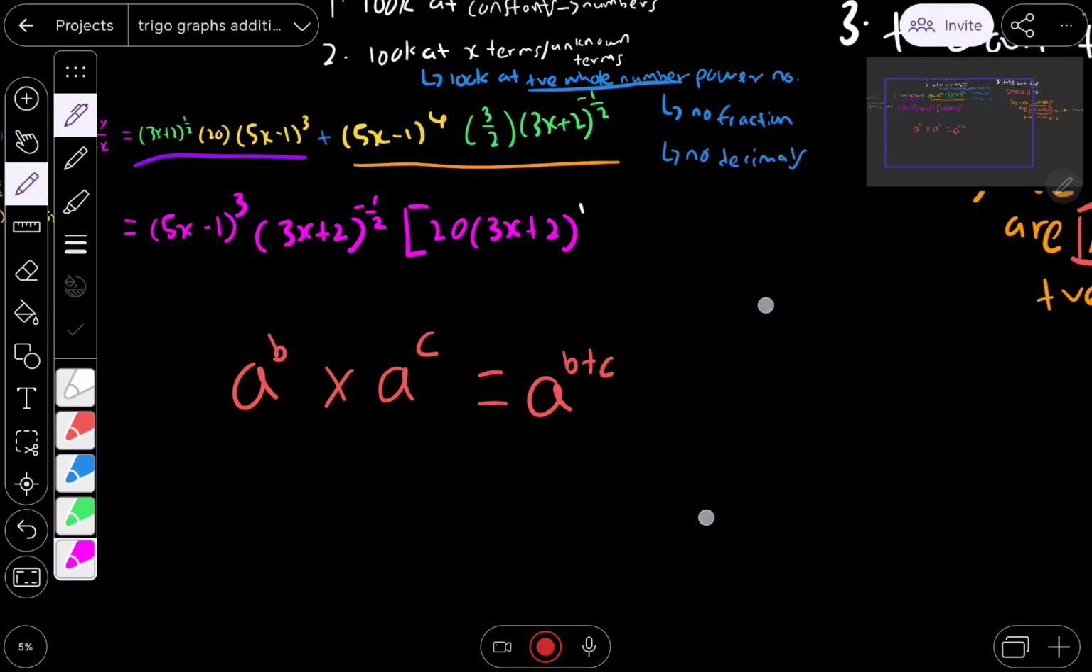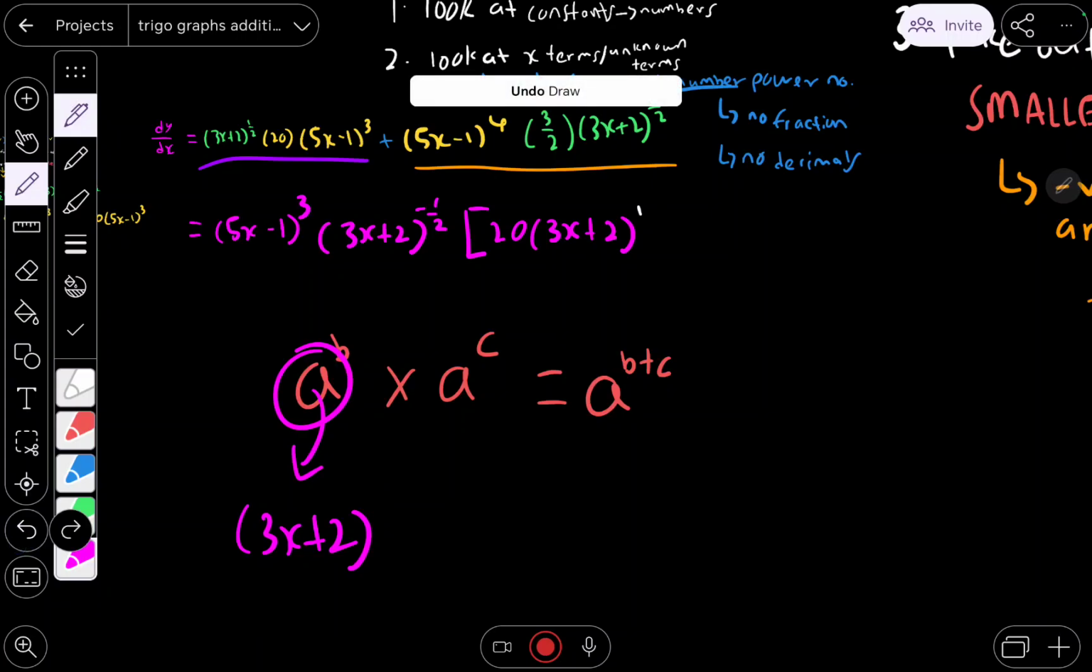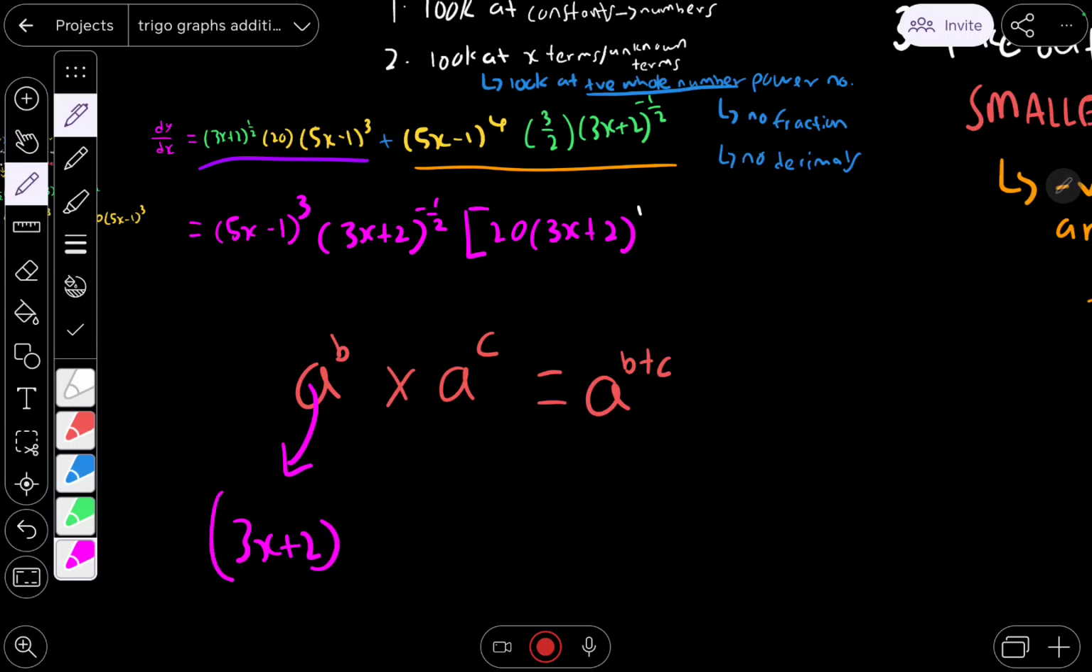Okay, now your a is 3x plus 2 to the power of negative half, and then your a is 3x plus 2. Okay, hold on. A in this case is 3x plus 2, b in this case will be your negative half, then your times, right? And now your another a the same, your c is 1. So what is b plus c?